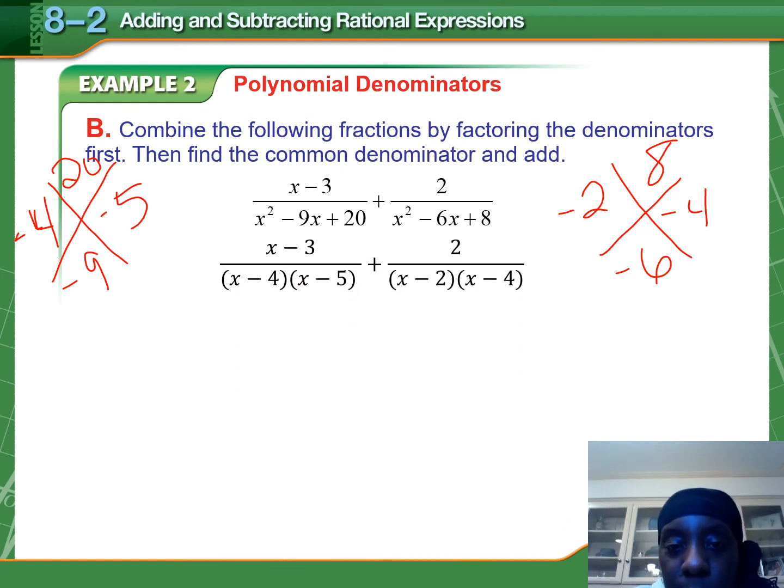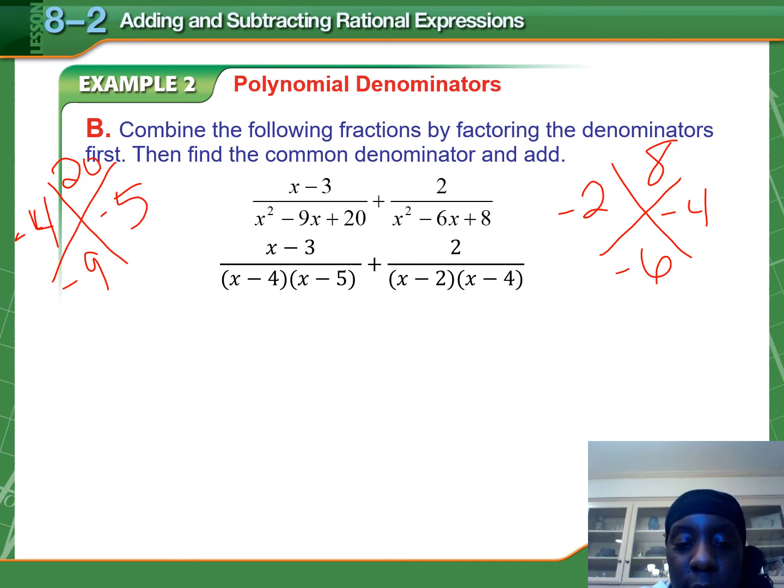Let's write them. Notice I just rewrote that x squared minus 9x plus 20, and then I rewrote that. Now the only thing I have to do is try to make them the same. The denominators have to be the same. The easiest way to look at it is, what would it take to make them all the same? If I look to the left, which factor does the left one not have? Well, it's already x minus 4 over there. I don't need to add that. I need to get this one to have an x minus 2.